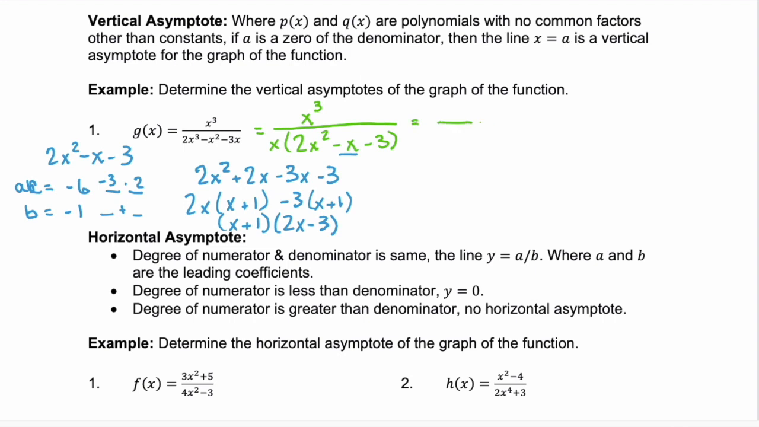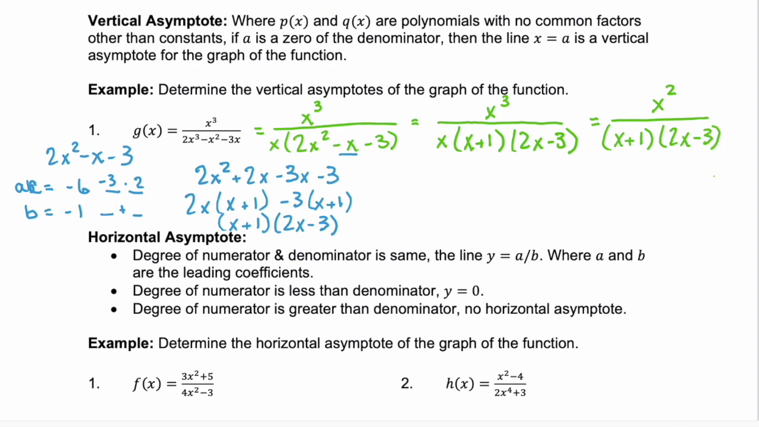Okay, let's rewrite our rational function again. x cubed is still in the numerator, and then we have x times x plus 1 times 2x minus 3. Now you're going to simplify the numerator and the denominator. They have an x in common, so simplify that out. You're left with x squared in the numerator, and then x plus 1 and 2x minus 3 in the denominator.